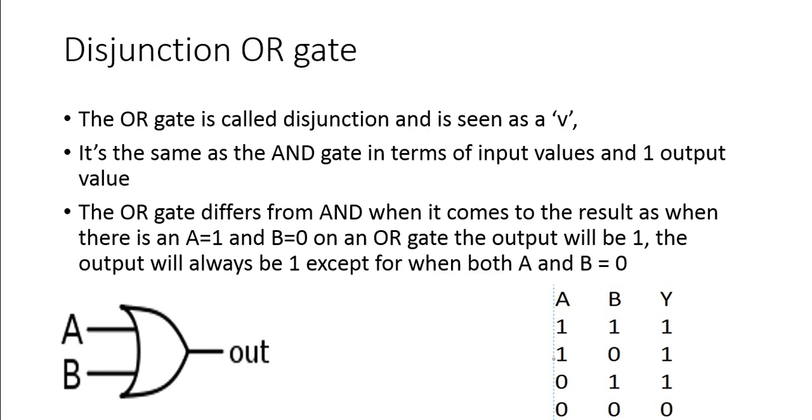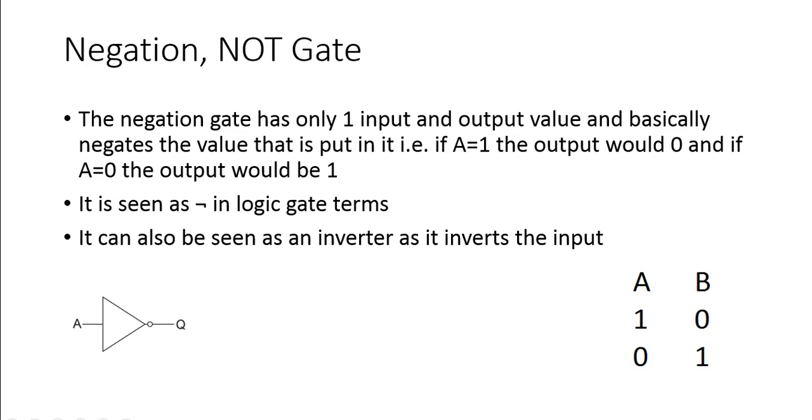In the OR gate, either A or B can be 1 for the output to be true, but if both input values are 0, then the output is 0 as well, and it's represented by a little v. The negation is the opposite, so whatever you put in the input, the output will be the opposite of what the input is. So if the input is 1, the output will be 0, and if the input is 0, then the output will be 1. And the negation is represented by a horizontal line with another vertical line after it, and it's called an inverter, and it's represented by a triangle with a little circle on the right to it.